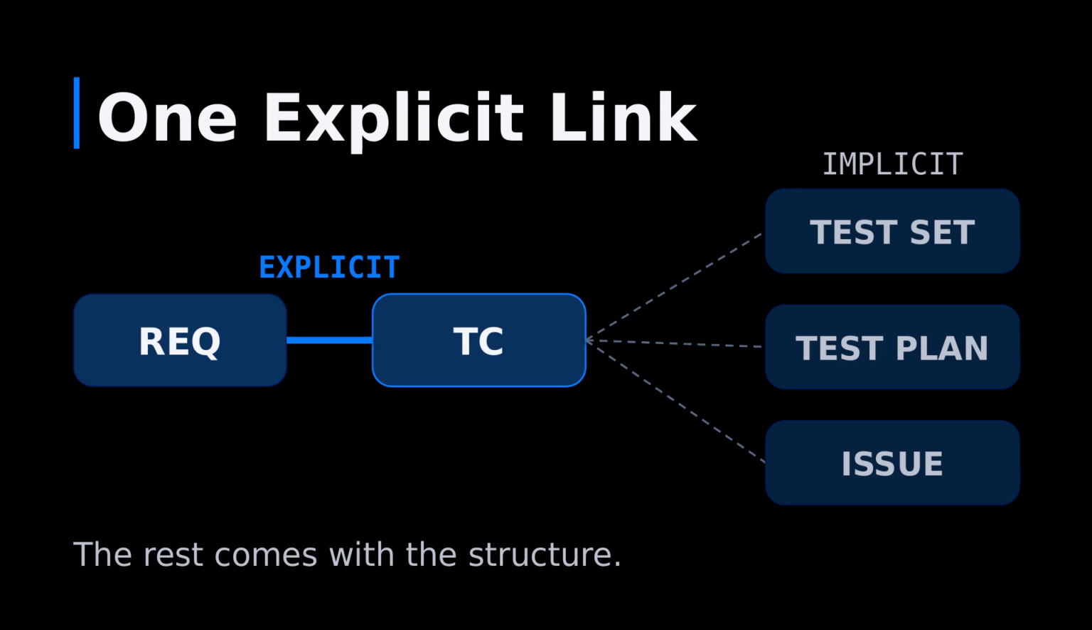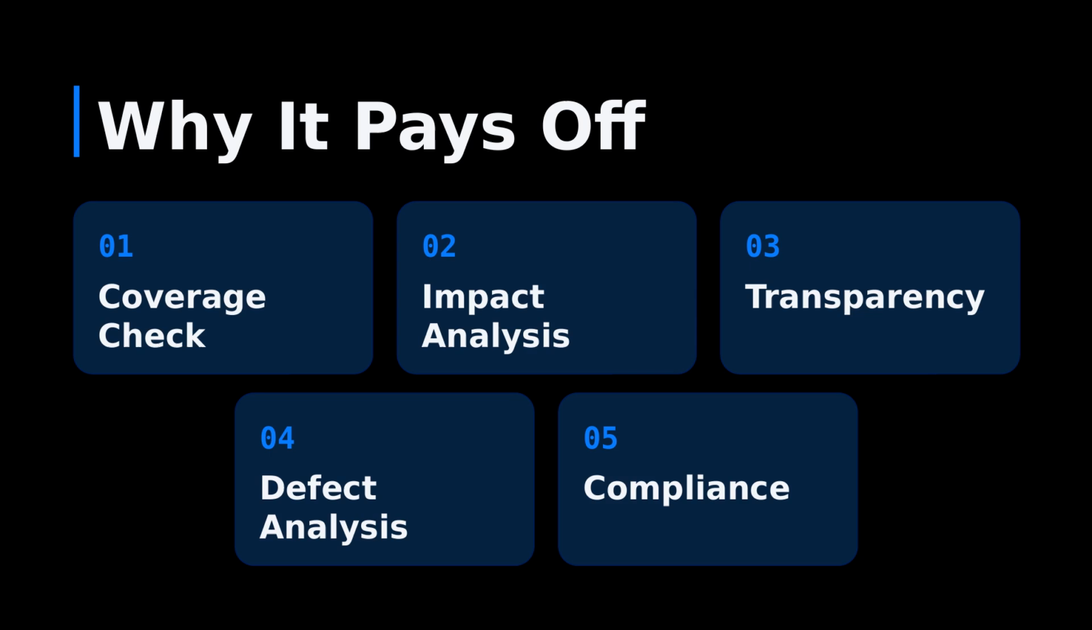This means a test case usually belongs to a test set, and it appears in a test plan or a test execution plan. And when a test fails, the resulting issue is linked to the test case. Beyond that, any artifact can relate to another. Typical linkage types are tests and tested by, relates to, duplicates, blocks, and blocked by.